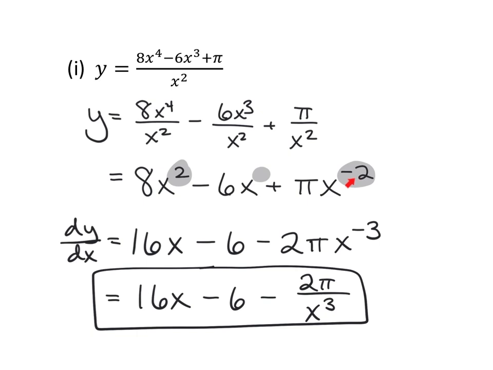Now I have all these powers showing, I can use the power rule to take the derivative. dy over dx is 16x, that was the power rule, minus 6, that was the power rule, minus 2 pi x to the negative 3. I still have to subtract 1 from this, so it should get more negative. Which means I do have to clean it up at the end and put the negative back down in the bottom so that I give the answer the way they wrote the question. So it would be 16x minus 6 minus 2 pi over x to the third power.